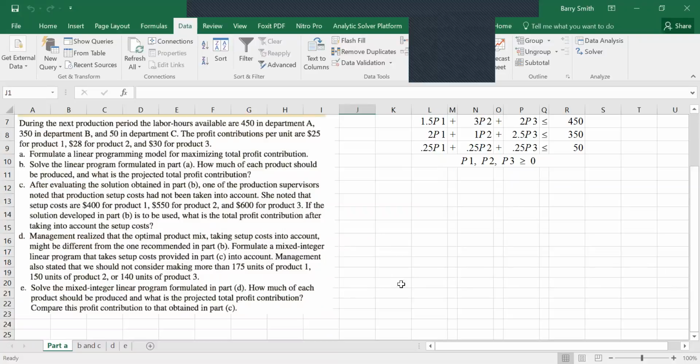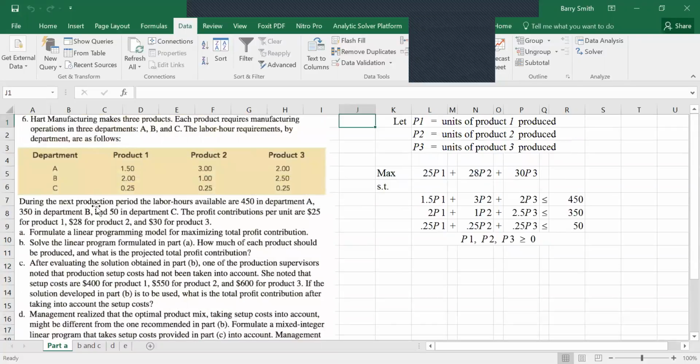So hopefully I can remember to do all this. So for the first one, let's let P1, P2, P3 be the units of product 1, 2, and 3 produced. And then what we want to maximize is the total profit contribution. And so we know that $25 is the profit for product 1, and 28 for product 2, and 30 for product 3. So we want to maximize those 3 added together.